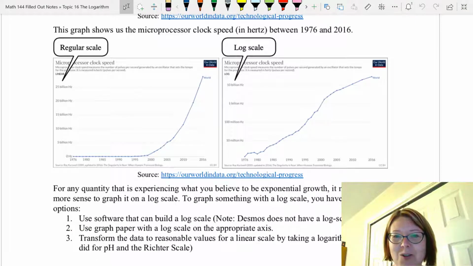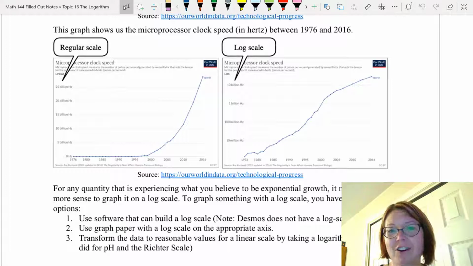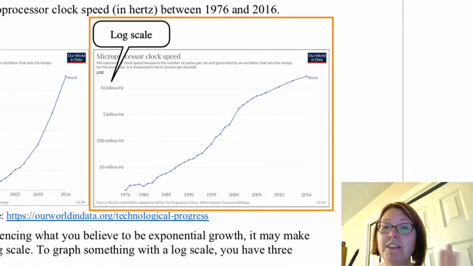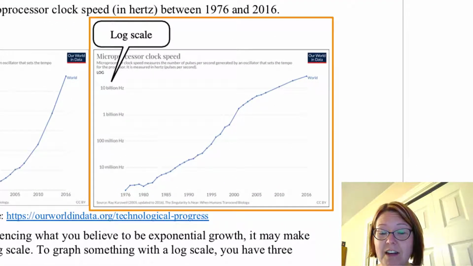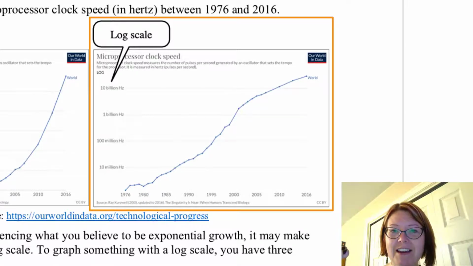Another famous log scale graph is the microprocessor clock speed in hertz between 1976 and the current year, or in this case, 2016. If we look at the graph with the log scale, we see on the x-axis the years between 1976 and 2016, and on the y-axis that log scale goes 10 million hertz, 100 million hertz, 1 billion hertz, 10 billion hertz. So we're multiplying by a factor of 10 with each evenly spaced line.